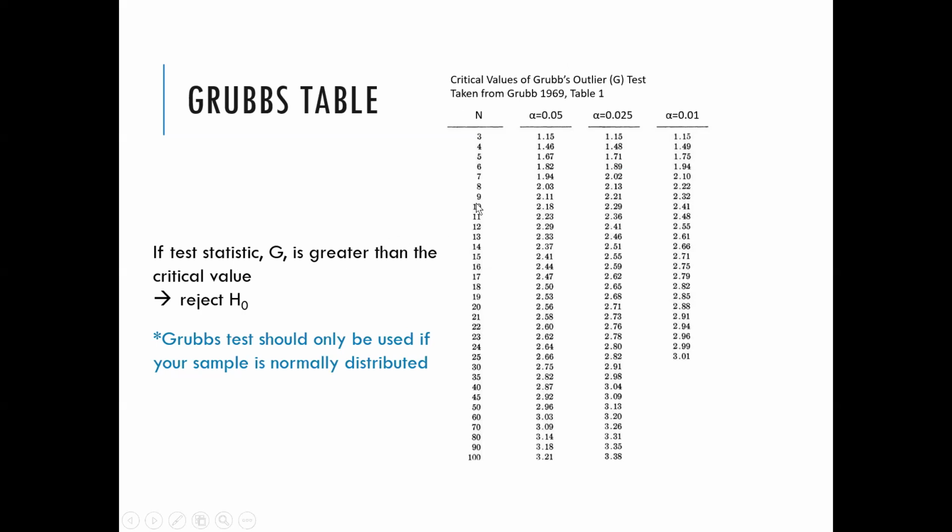So let's say we have a sample size of 10, and we want to see if, at the alpha level of 0.05, an observation is an outlier, greater than the mean. Then we would move over here to the right and look at this value. And if our test statistic is greater than this value, then we would conclude that that observation is an outlier. And I should note that this test should only be used if your sample is normally distributed.